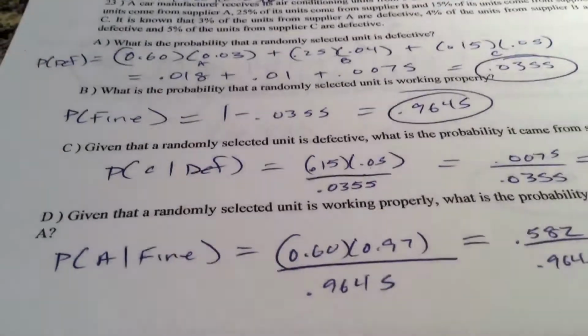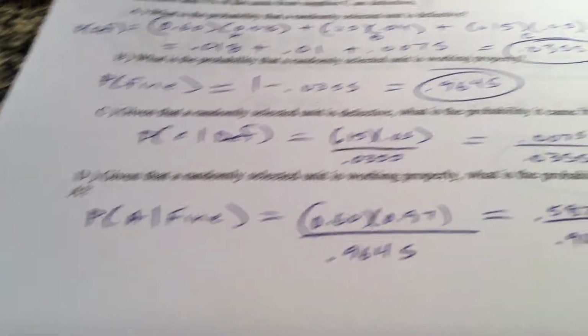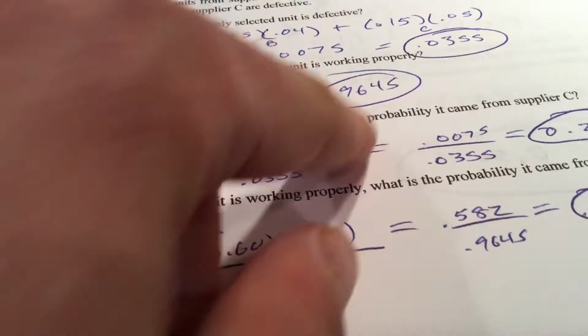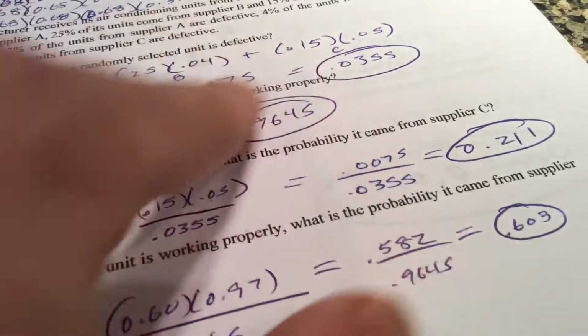There it is. What is the probability that the unit is working properly? Well, it's just 1 minus the probability it's defective. Given that it is defective, so 0.355 is the denominator, what's the probability that it came from C? This number right here, that's the numerator.